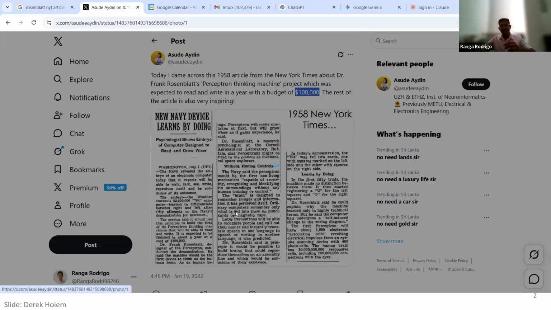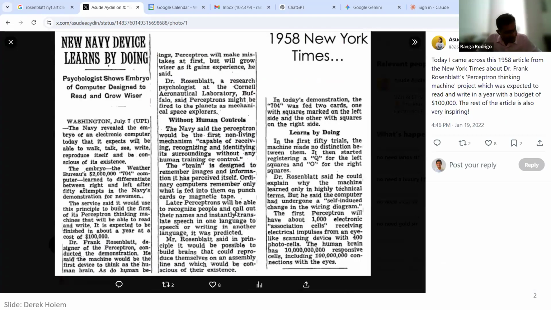But you know that with the advent of ChatGPT and so on, LLMs, now computers can read and write, but not at a cost of 100,000. You can see billions of dollars have been spent, and it has taken about 1960, 70 years, right?